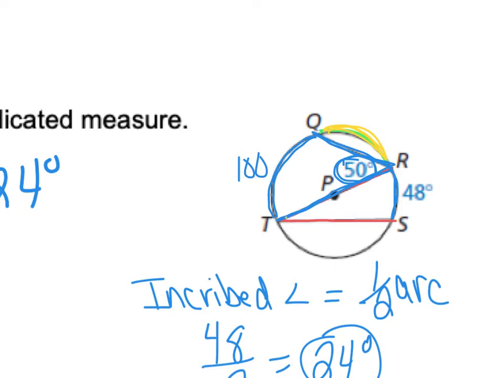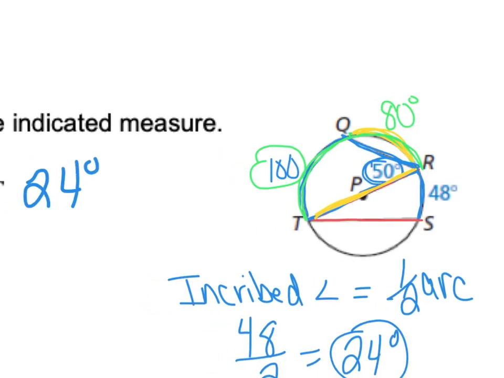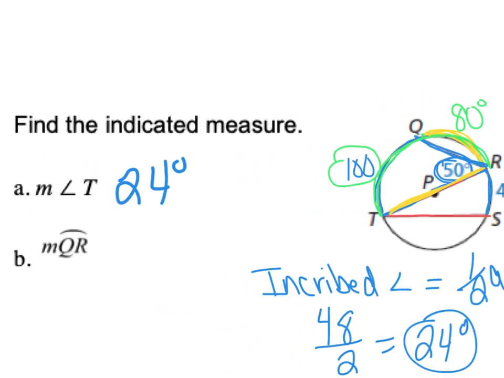Okay, well, what's this right here? It's a chord that goes through the center of the circle. It's a diameter. Well, if I have a diameter, the measure of the arc that it intercepts is 180 degrees. So I know that the green arc I just had there was 180 degrees, which means if this is 100, it'd have to be 80 degrees. So the measure of arc QR is 80 degrees.